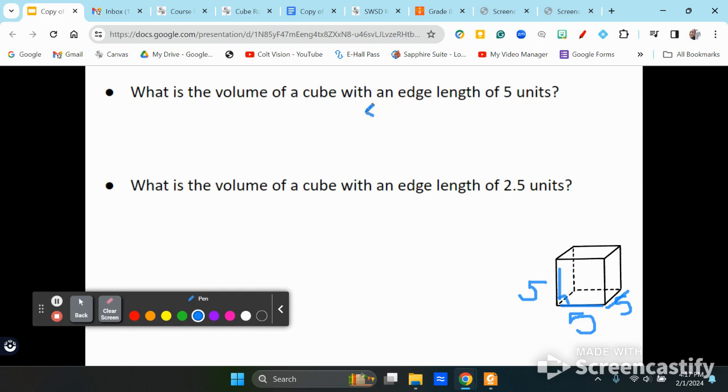So 5 times 5 times 5 is 125. So the answer would be 125 units cubed, not squared, but cubed. It's a third power.